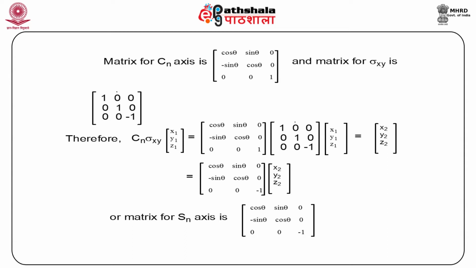Therefore, Sn is equal to Cn followed by sigma xy on the point x1, y1, z1. Now take the matrix corresponding to Cn and the one corresponding to sigma xy, multiply them together, and you will get the matrix corresponding to Sn, that is cos theta sin theta 0, minus sin theta cos theta 0, 0 0 minus 1. This is the matrix corresponding to the improper axis of rotation, that is the Sn axis. In the case of the Sn axis, z1 also changes sign.